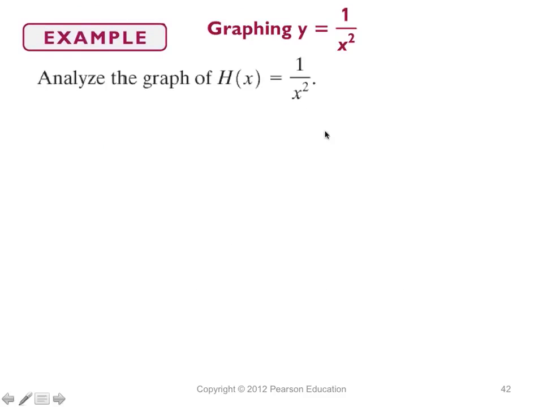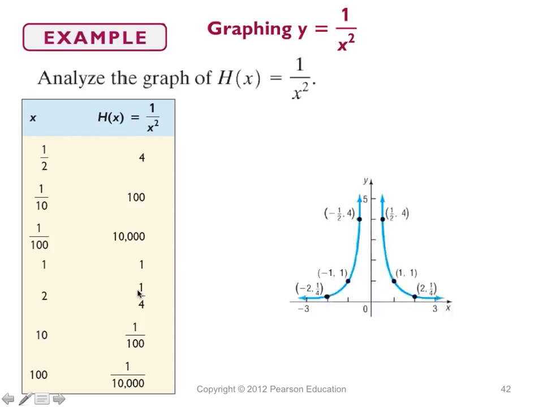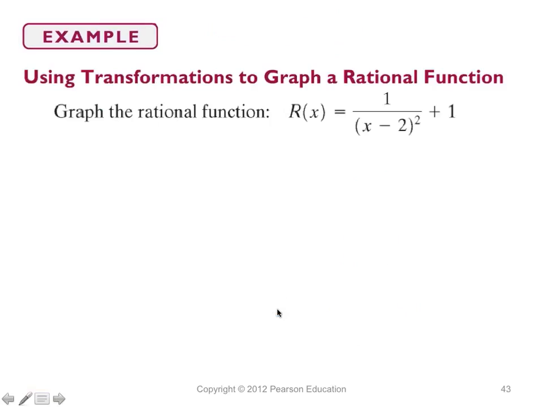So let's look at this graph here, h of x equals 1 over x squared. If we want to graph this, we can just plug in some points. Okay, if we plug 1/2 in, we get 4 out. If we plug 2 in, we get 1/4 out, and so on. And it looks something like this. Okay, so we have these two kind of U shapes on either side. And then we can also use transformations in order to graph something that kind of looks like that original, except it's a little bit transformed.